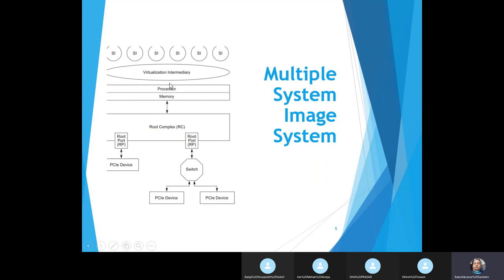This is a hypervisor, which will translate from OS to the processor and from the processor to the OS, and will talk to the root complex. Any system image, any OS, can talk to any PCIe device. So this is the system today. I think you must be knowing this, right? You have a clear idea about this. What is a hypervisor? Virtualization is through the OS, yes. Right? Yes.